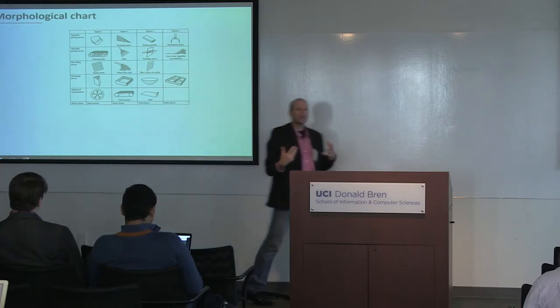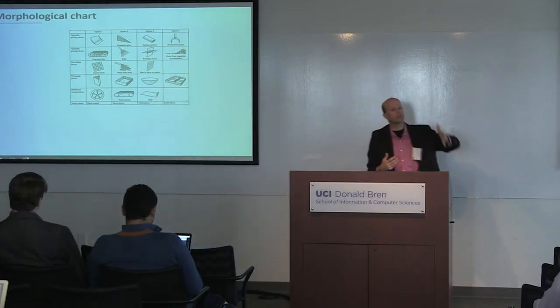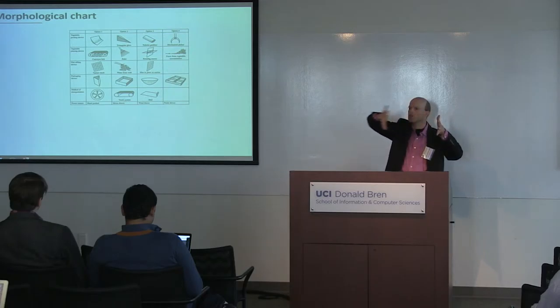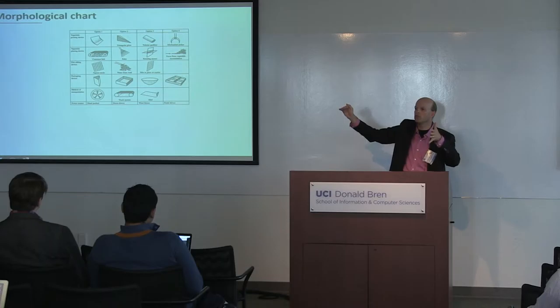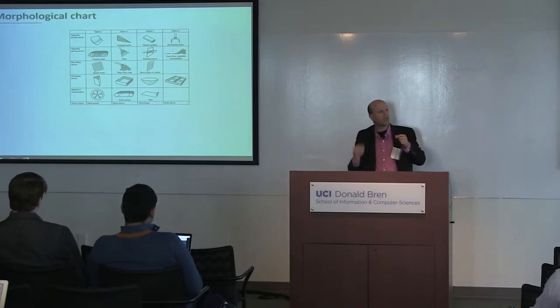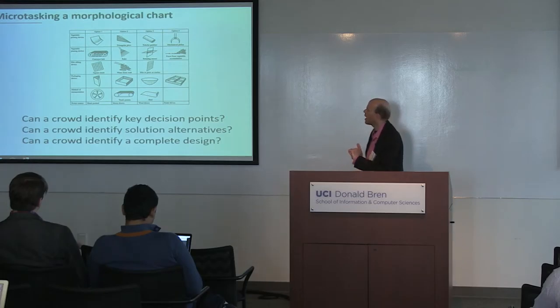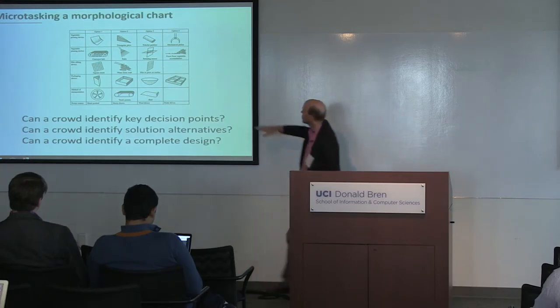So the idea behind a morphological chart is to come up with the decision points, then structurally derive lots of design alternatives for each of the decision points individually, and then combine some of those into candidate designs. So that's what we're asking: can we do this with a crowd? Which comes up with three questions.